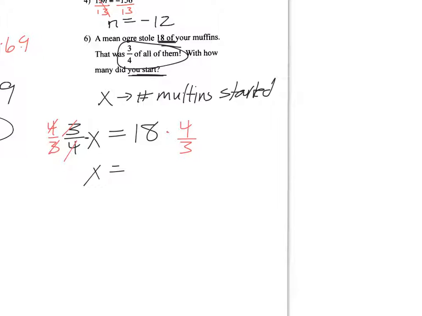Now over here on the other side, that's really 18/1. I again try to cross-reduce. 3 goes into 18 6 times. 6 times 4 would be 24. And that makes sense because we started out with more than what he stole. If he stole 18, we had more than 18 at the beginning. So always make sure your final answer makes sense to the problem. So a very quick review of one-step equations.